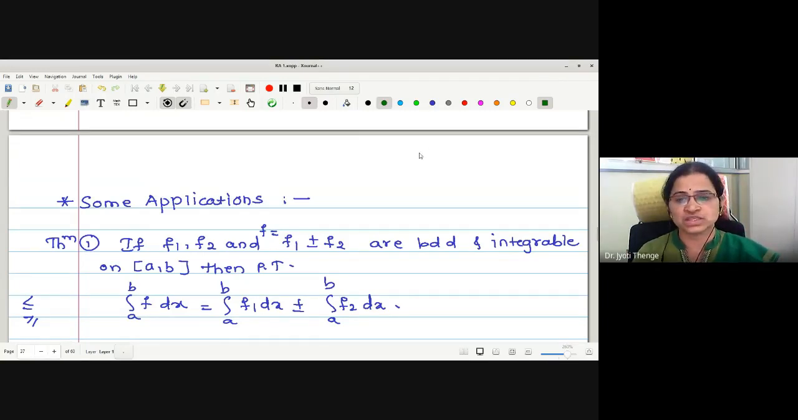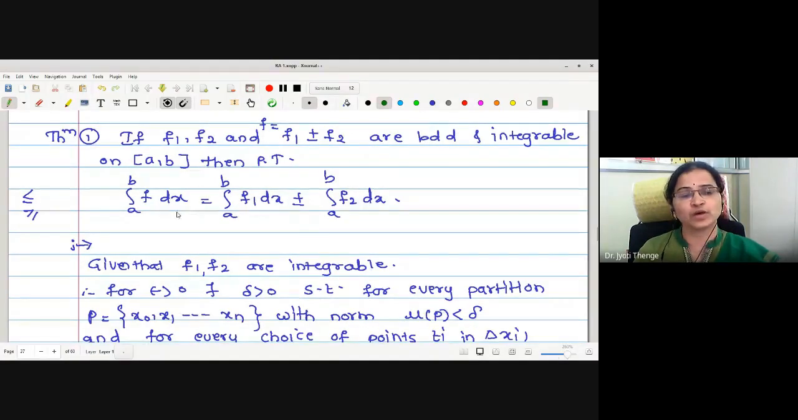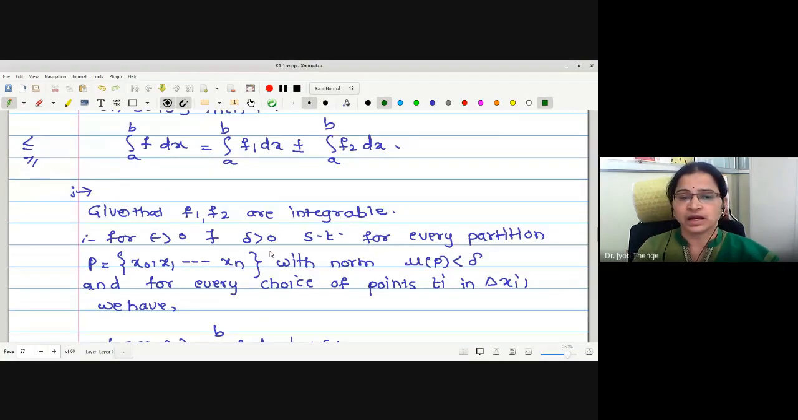Actually, we proved these theorems by using Darboux sum definitions. That is, if f1, f2 are integrable, then we have already proved that f1 plus minus f2, that is the addition and difference of two integrable functions, is integrable. In this theorem, we proved that the integration from a to b of f dx is equal to the integration from a to b of f1 dx plus minus the integration from a to b of f2 dx by using the Riemann sum definition.